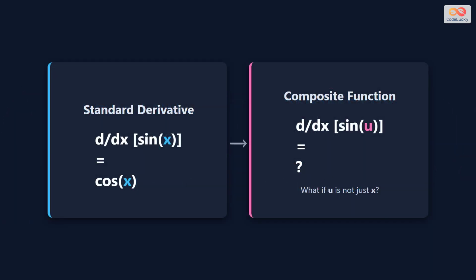Let's start with what you already know. The derivative of sine of x is simply cosine of x, that is the standard formula. But what happens when the angle is not just x, but a function of x, like 2x or x squared? That is where things get interesting and where we need a new tool.